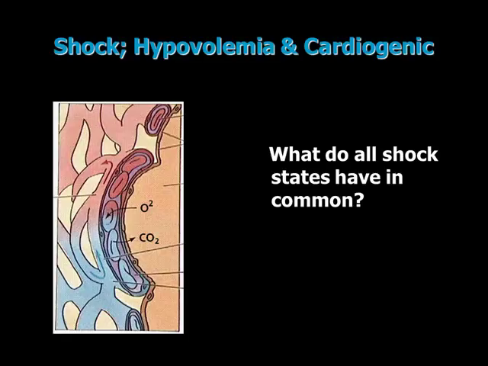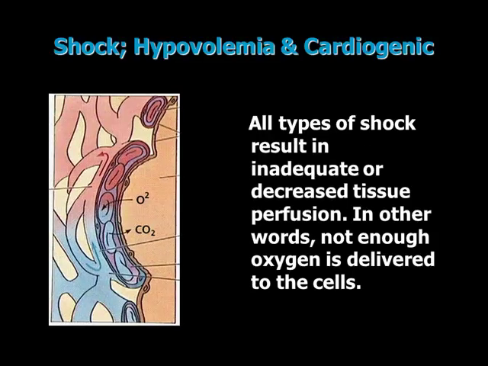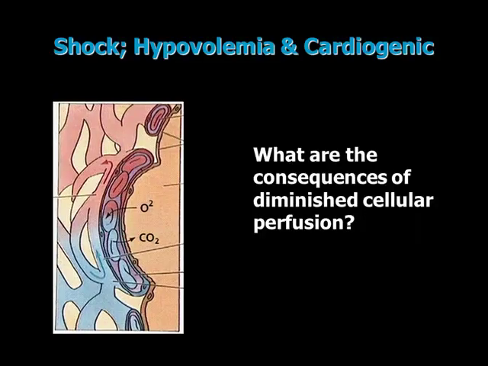Let's talk first about really the definition of shock. What do all shock states have in common regardless of the type? There are about 4 types that we're going to talk about collectively, and this group is hypovolemic and cardiogenic, as I said. So what do they all have in common? Well, all types of shock result in inadequate or decreased tissue perfusion. And really what that means is anytime you think of tissue perfusion, you think of oxygen delivery at the tissue or at the cellular level. And in shock, there is diminished or decreased tissue perfusion, not enough oxygen is delivered to the cells.